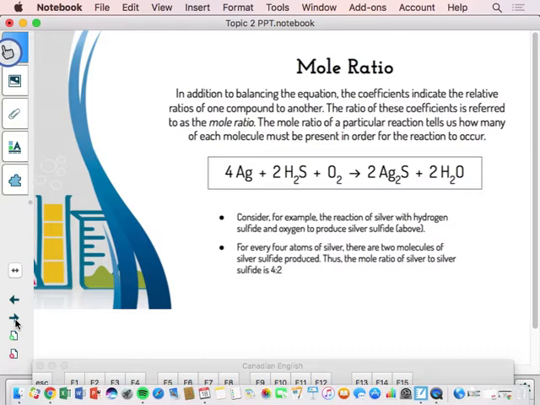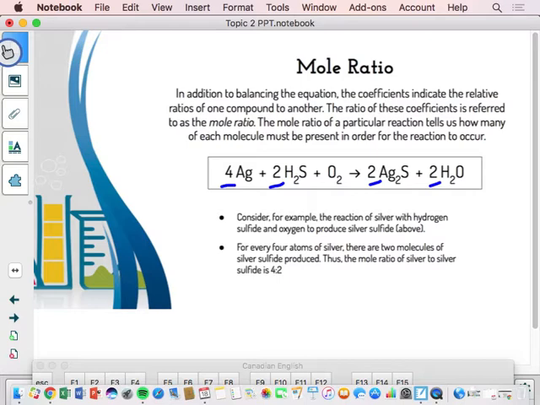So mole ratio, what is it? It says in addition to balancing the equation, the coefficients are these things. These numbers that are in front of the molecules. They indicate the relative ratios of one compound to another. The ratio of these coefficients is referred to as the mole ratio. The mole ratio of a particular reaction tells us how many of each molecule must be present in order for the reaction to occur. So consider this example.